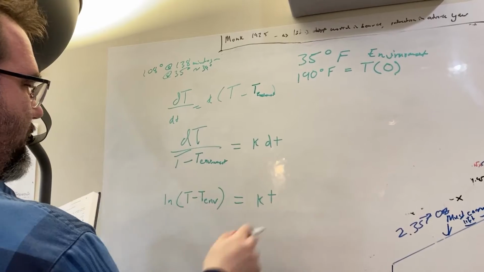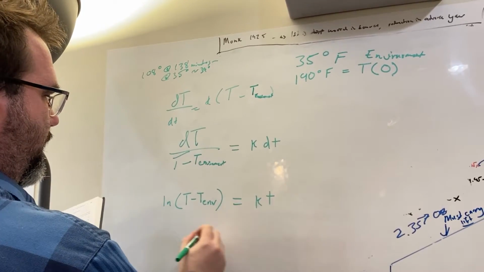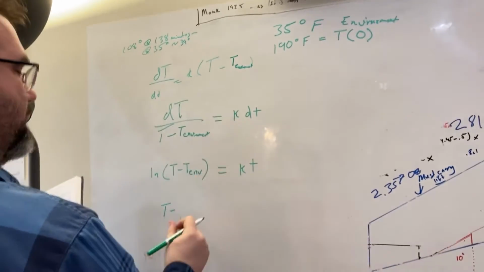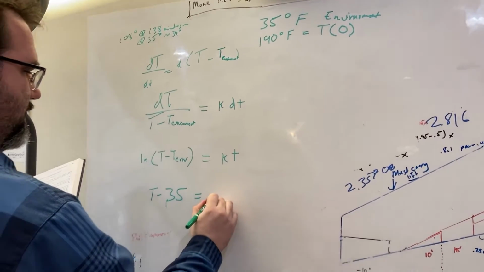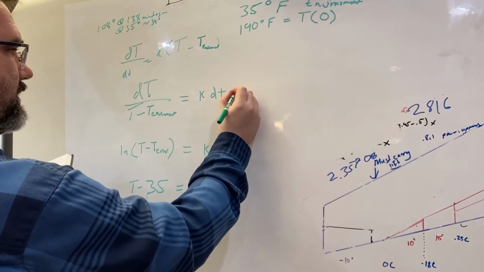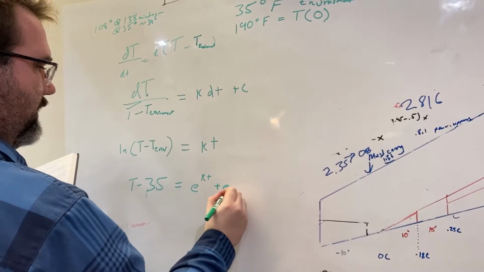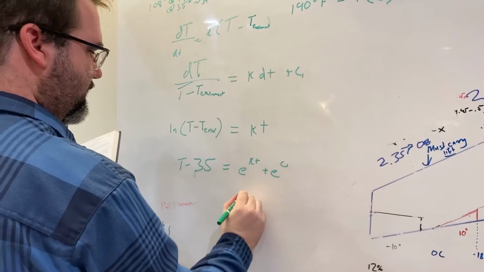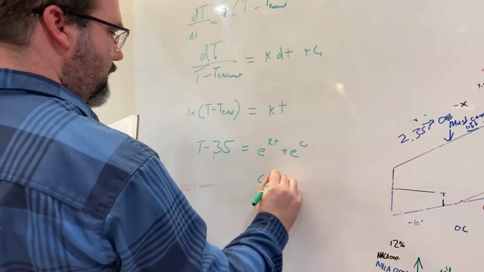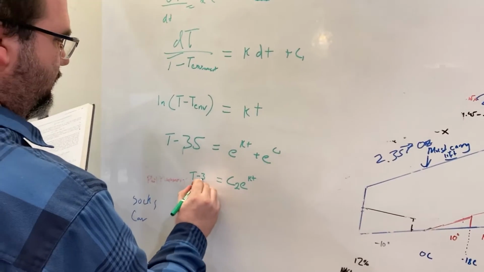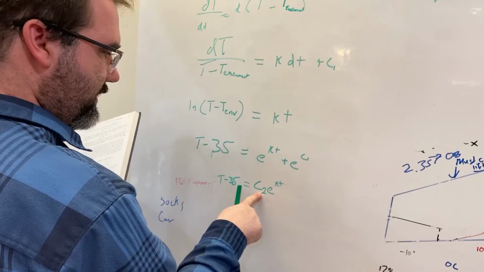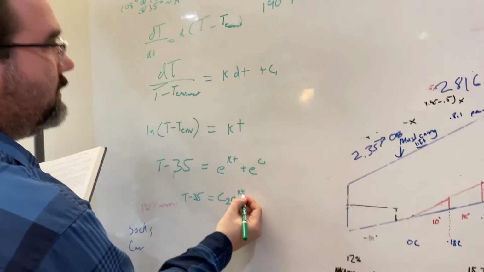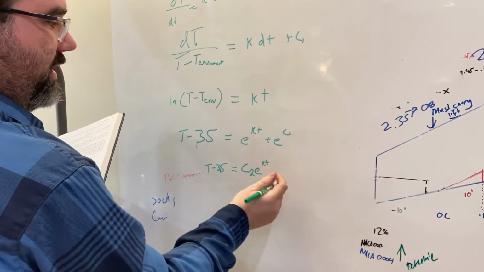If I want to rewrite this to get the temperature, I exponentiate, so T minus 35 equals e to the kt, plus a constant. I'm sorry, this is e to some constant, so we'll call that C1. Then we wrap this all in here, so this becomes C2 e to the kt equals T minus 35. We need to know what C2 is and what this k is. At time 0, t equals 0, that becomes e to the 0, so that just becomes 1.